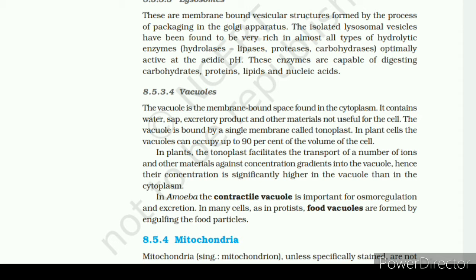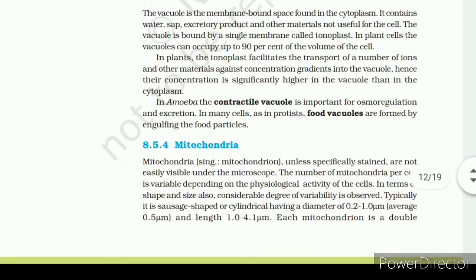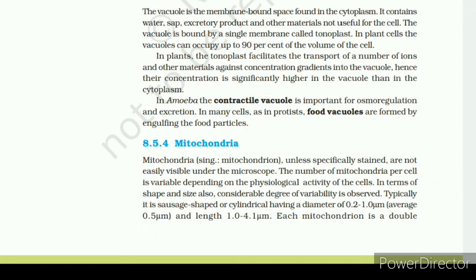The membrane of the thylakoids encloses a space called lumen. The stroma of the chloroplast contains enzymes required for the synthesis of carbohydrates and proteins. It also contains small double-stranded circular DNA molecules and ribosomes. Chlorophyll pigments are present in the thylakoids.